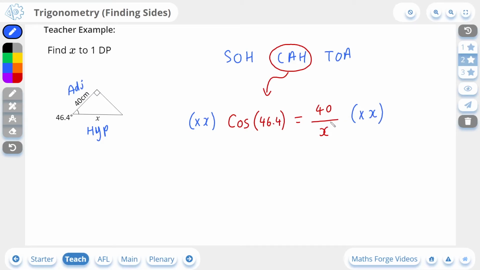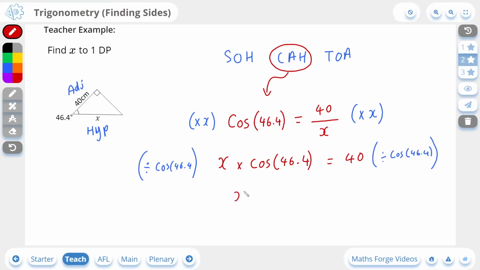If we multiply by x, a divided by x and a multiply by x will cancel out, leaving us with x on the left-hand side multiplied by cos of 46.4, which is equal to 40. So it cancels out on the right-hand side, but it appears as a numerator on the left-hand side. And now to isolate this x and to get it on its own, there's currently a times cos 46.4 attached to it. So we're going to detach this cos 46.4 by dividing it. So we're going to divide by cos of 46.4. And we're going to do this to both sides.